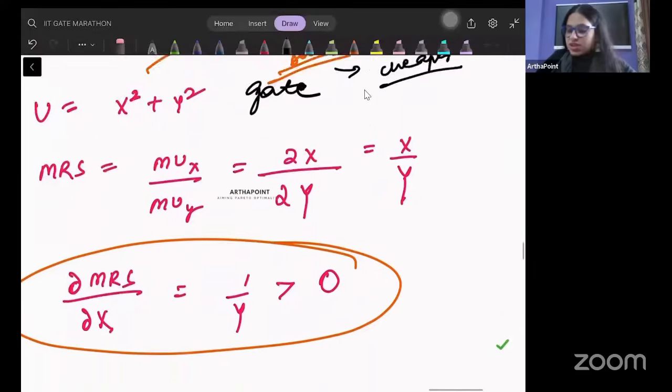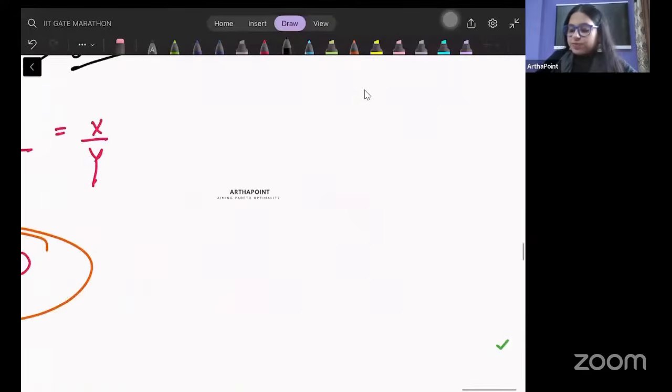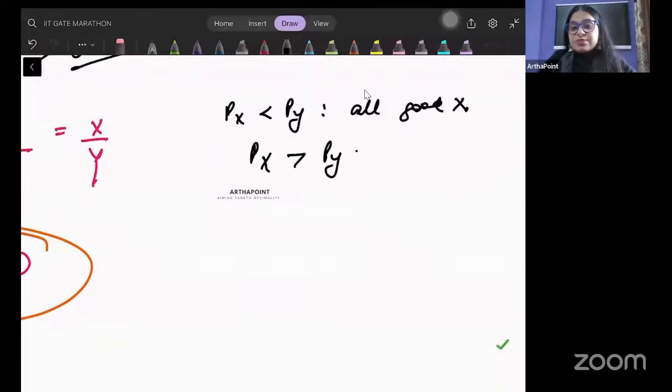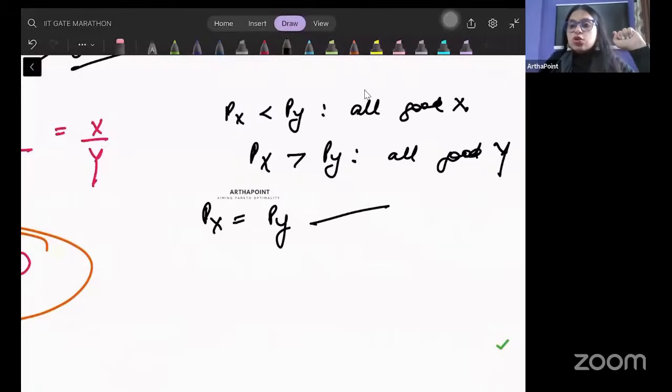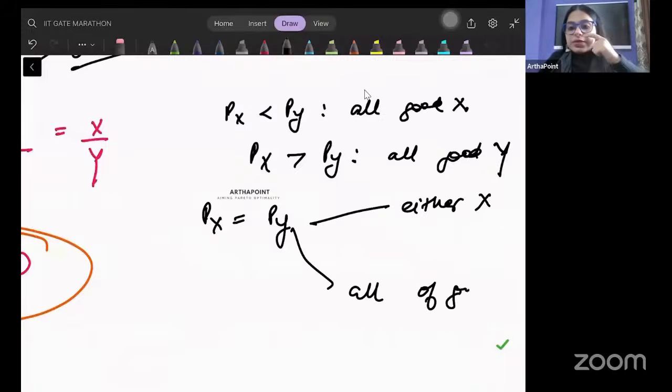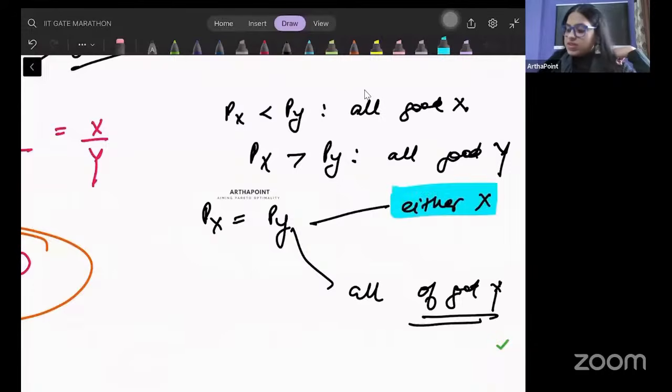So अब मेरे को पता चल गया that there is increasing MRS. So if PX is less than PY, I will consume all of good X. If PX is greater than PY, all of good Y. But if PX and PY are equal also, then either all of good X or all of good Y. Combination नहीं consume कर सकते हैं. Either you will consume all of good X or all of good Y, but not both.